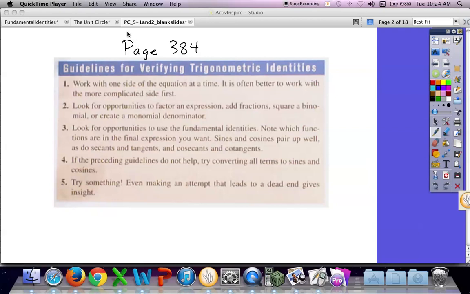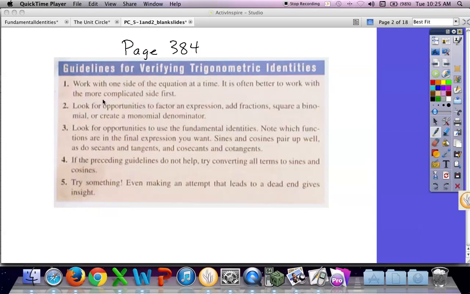But they kind of give us how we're going to attack these equations. You know, work with one side of the equation at a time. It's often better to work with the more complicated side first. Sometimes that means work on the left. Sometimes that means work on the right. Sometimes it means work on both until they meet in the middle, right? Each time it's a little bit different. You just got to deal with the problem you've got, right?